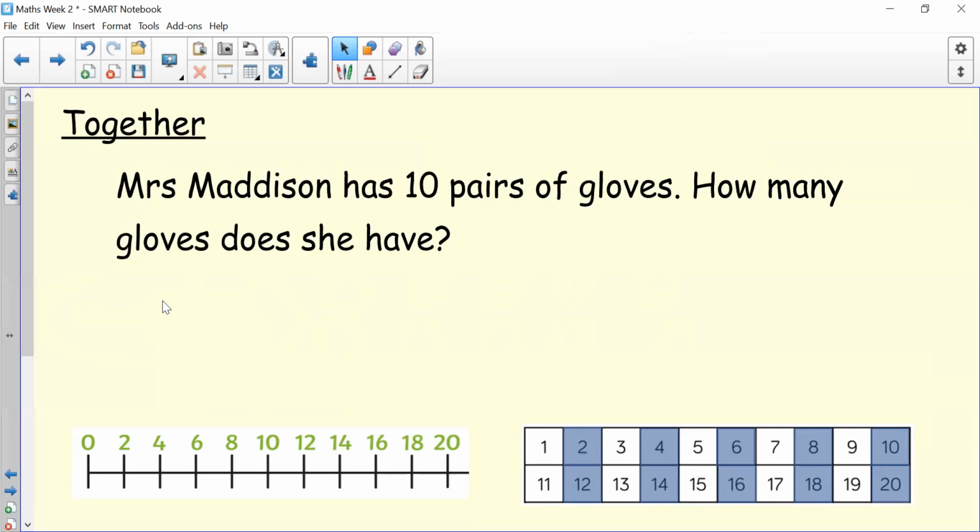Right, so can you pause again to grab yourself a piece of paper? You don't need to show me this on Teams or anything like that. This is just for you to work out this question. Can you have a go at representing Mrs. Madison's 10 pairs of gloves? Now remember, we're not just drawing 10 gloves, we're drawing 10 pairs. So pause the screen to have a go at that now.